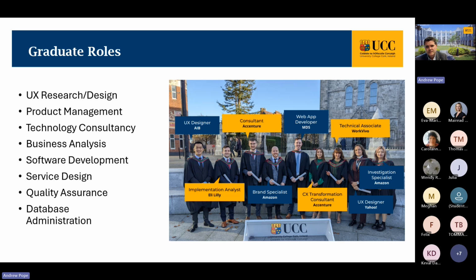And the kind of roles that our students go into are those kind of roles that were not possible through your undergraduate degree program. So we have user experience researchers and designers, product managers, technology consultants, business analysts, software developers, service designers, quality assurance engineers, database administrators. This course really unlocks a load of new types of roles.